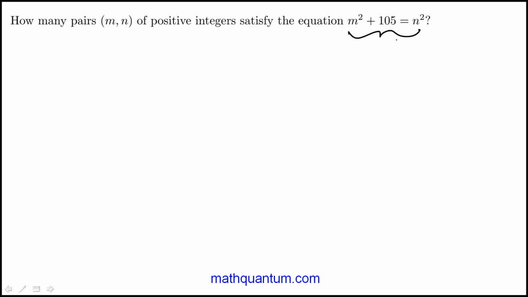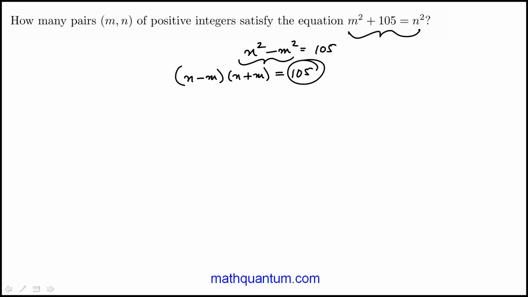So the key step in this question is to recognize that if I move the m squared term to the other side, this will be the familiar difference of squares identity. And I can write this as n minus m times n plus m, and 105 is an integer here. We're looking for positive integers.